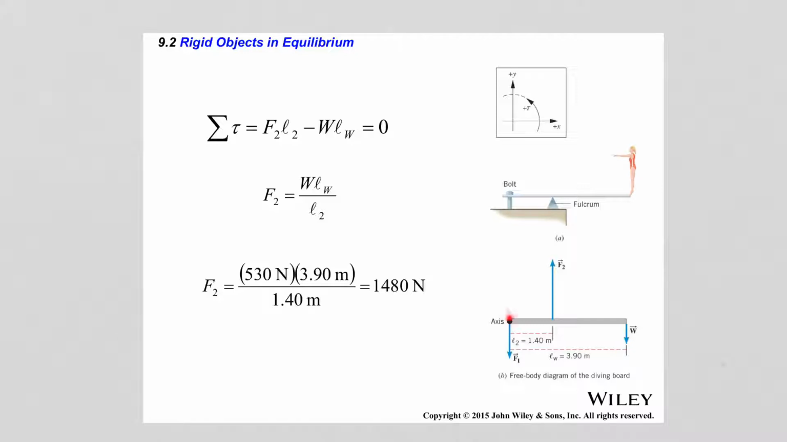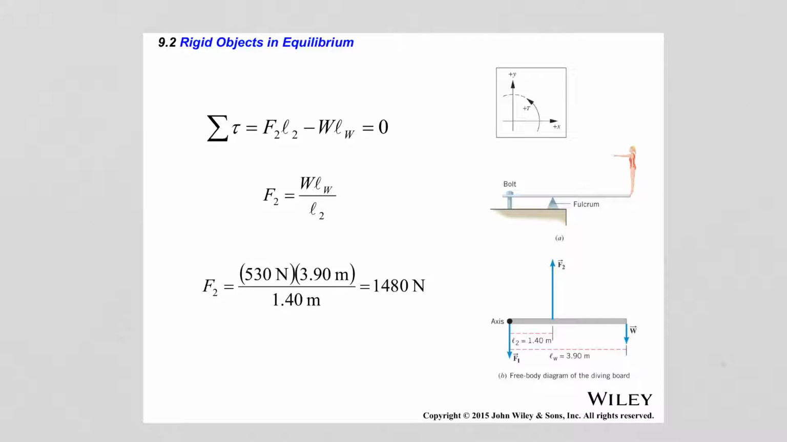So about this selected axis of rotation, I'm going to write all torques that are not zero, add them together and set the sum to 0. Why is the sum equal to 0? Because this board is in equilibrium right now. There is no motion up or down. The torque of force F1 right here is 0 because the line of action of that force passes through the axis of rotation. So the lever arm for this force is 0, no torque.